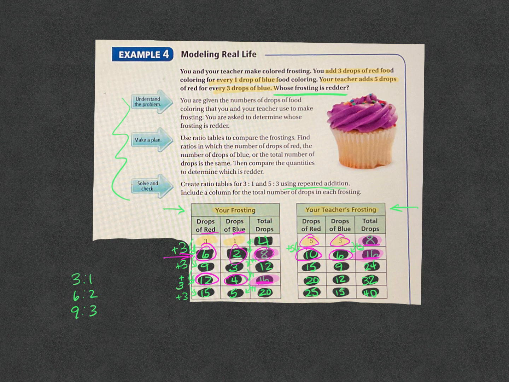So whose frosting is redder? You would put mine. That's really simply it, but you need to prove it by showing a ratio table.